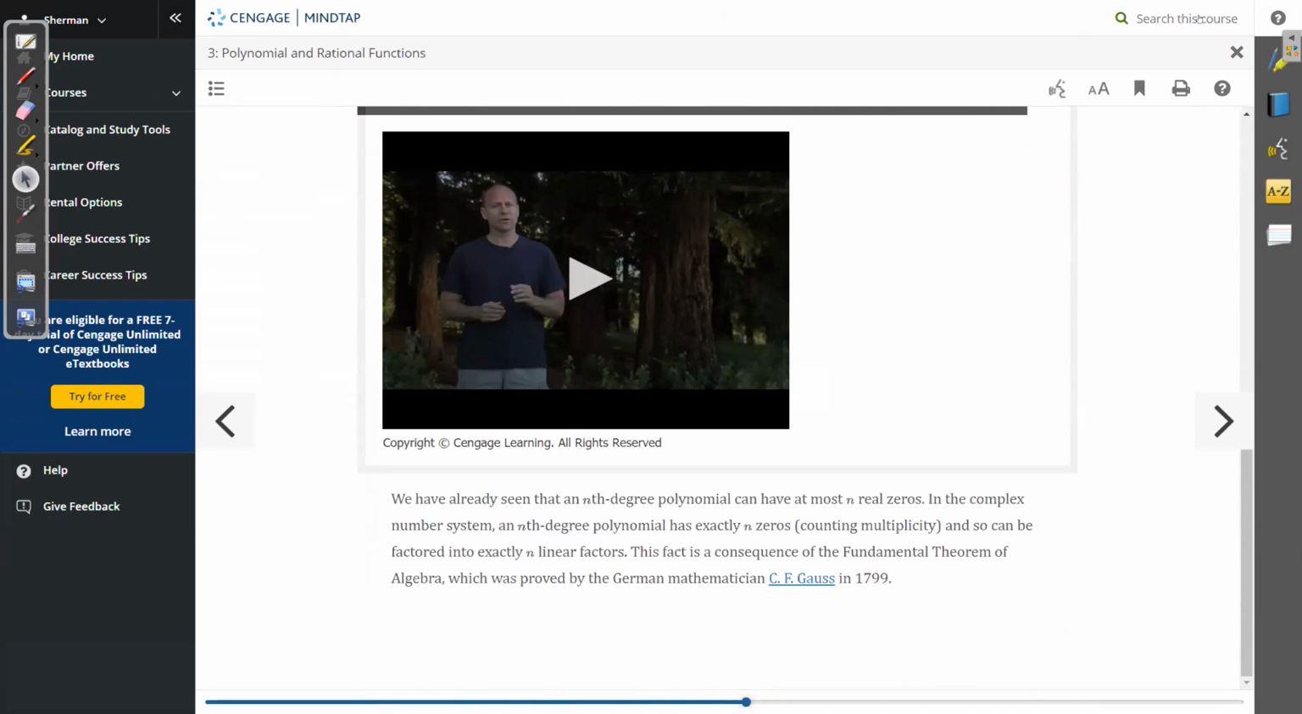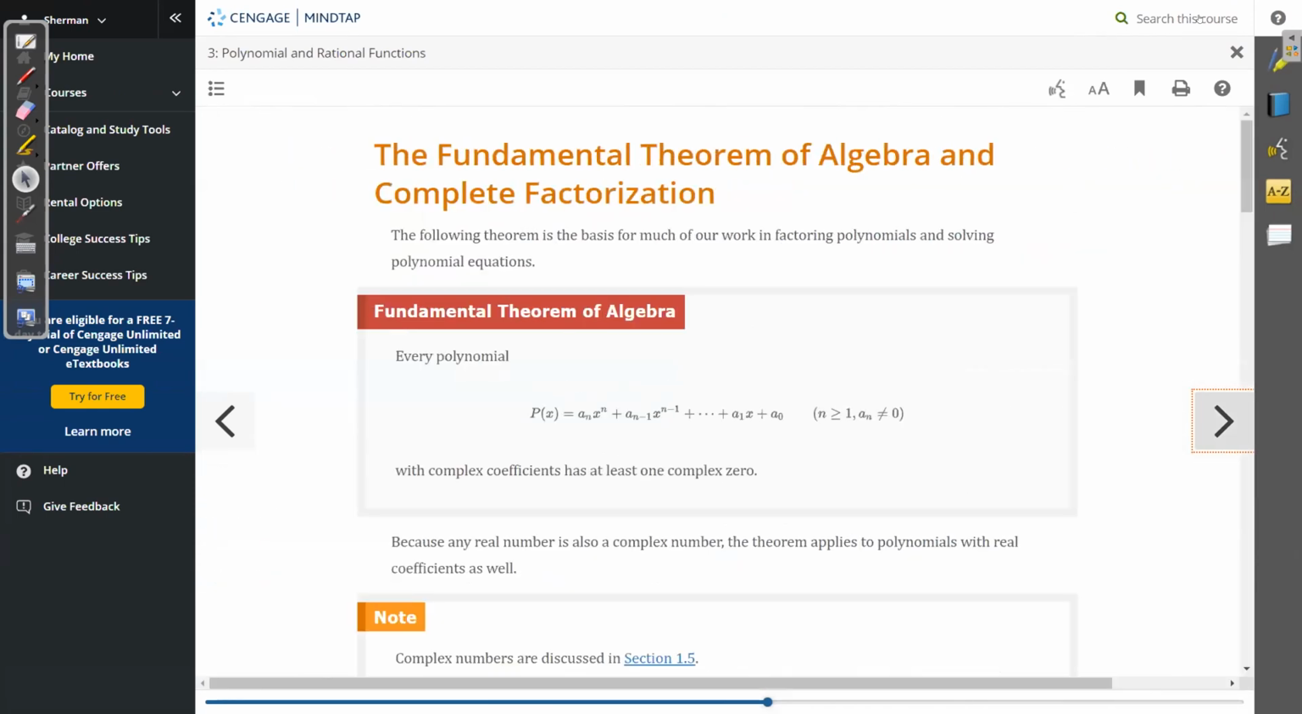So we have already seen that an nth degree polynomial can have at most n real zeros. In the complex number system, an nth degree polynomial has exactly n zeros, counting multiplicity, and so it can be factored into exactly n linear factors. This fact is a consequence of the fundamental theorem of algebra. Right. And this would be the fundamental theorem of algebra.